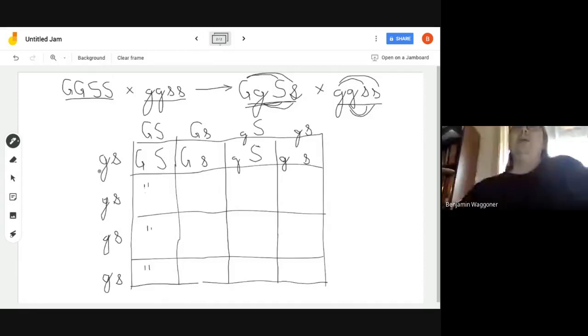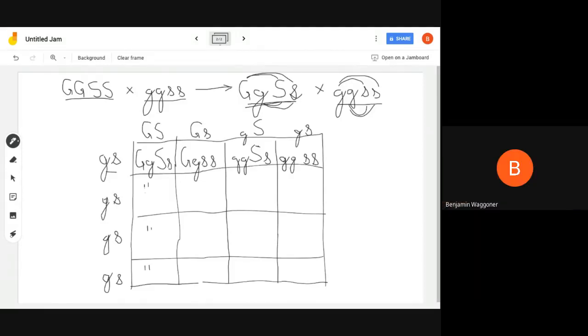Well, I'll take these letters over here at the left-hand side and fill those in going left to right. So here is little g, little s, and little g, little s, and little g, little s, and little g, little s. Okay, I'm not going to fill in the other blocks because, again, the lower three rows are all going to be identical to the top row.